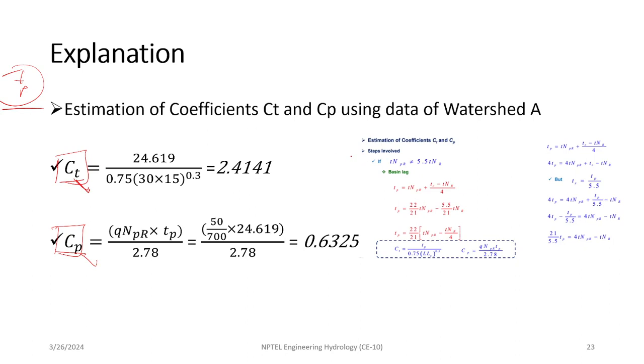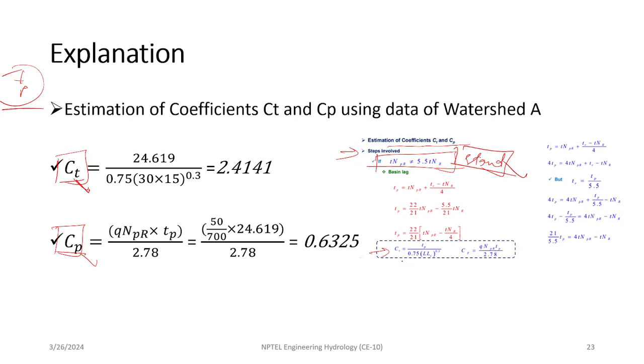Now from this picture you can see how we are approaching the computation of CT and CP. So the first step was standardization. We have already checked it and computed the modified value regarding this. And now see how we can compute the coefficients.